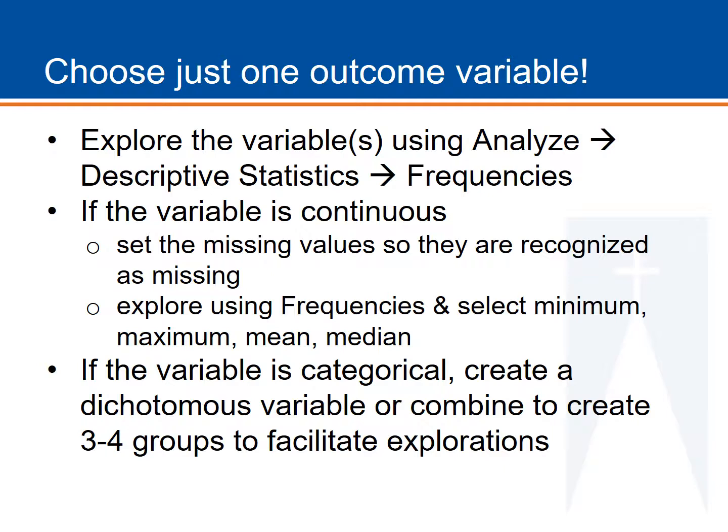If you have a continuous variable in your list, select minimum, maximum, mean, and median. These values will only be meaningful for the continuous variables, so consider that when reading your output. If the variable is categorical, consider limiting the options to just 3 to 4 groups to facilitate further explorations.